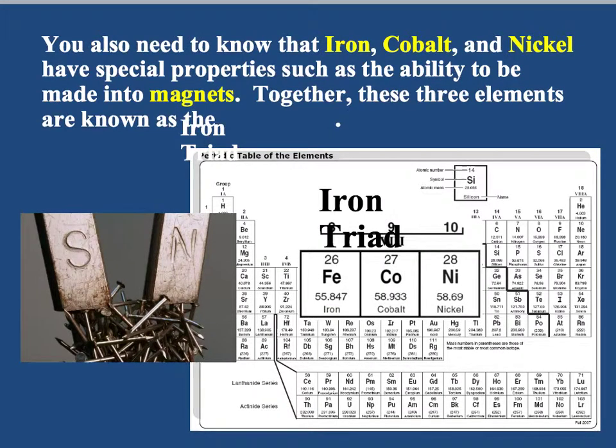Okay, this one you should know from when we did extensive properties and intensive properties. Remember us talking about iron, cobalt, and nickel, and we said that they were ferromagnetic, which meant that they could be made into magnets and were attracted by magnets themselves, and their special name was the iron triad. Not the iron trinidad, but the iron triad.